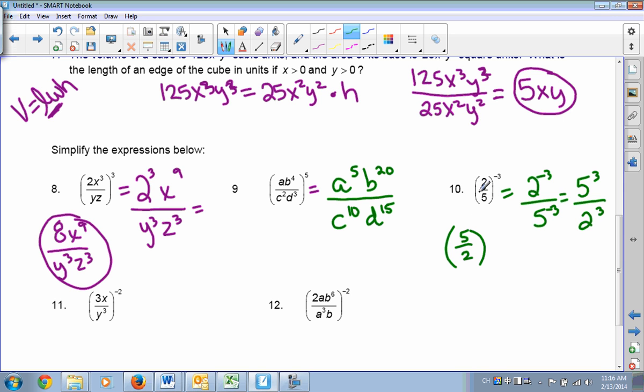You could have done this. Notice how I did the reciprocal? And then now I can distribute. Either way works. And then you can simplify from there if you want. Okay.